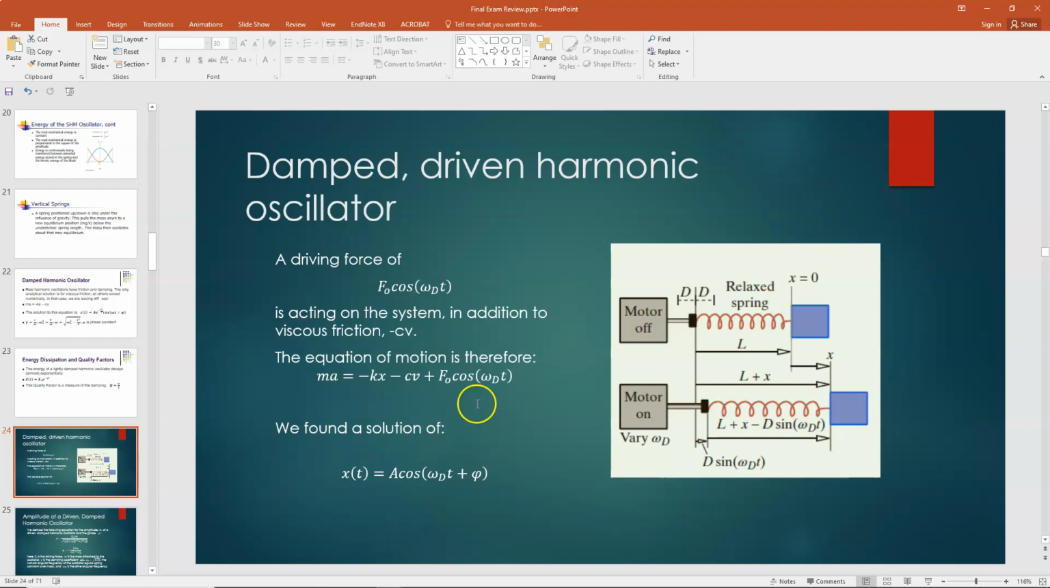And we found a solution of x of t equal to A cosine omega_d t plus phi. In other words, we decided that after a long enough time, the system would oscillate at the drive frequency. Okay, there might be some transient stuff that isn't solved by this, but we didn't worry about that. We just worried about the steady state solution after the system had settled into some kind of equilibrium oscillation condition.